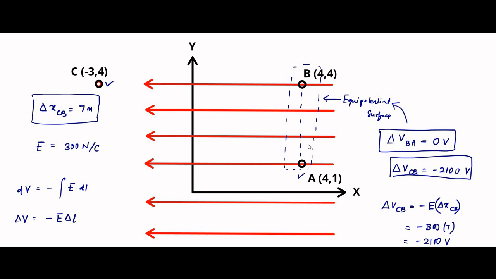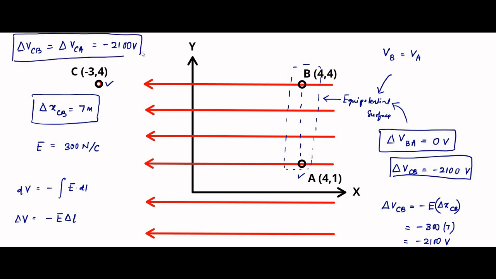So here VB and VA are equal because they lie on the equipotential surface. So as potential at points B and A are equal, delta VCB is equal to delta VCA, because potential of points A and B are the same. So delta VCB is the same as delta VCA, which is equal to minus 2100 volt.